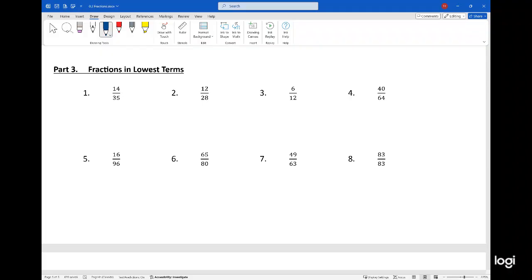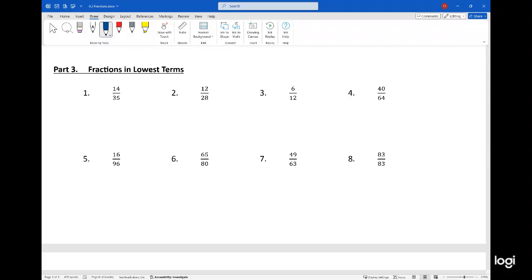Now, often students will ask me in other parts of the course, should I put my fractions in lowest terms? And the answer is yes, always yes. It's always proper to put your answer in lowest terms. It's like asking your English teacher, for this essay, do you want me to spell correctly? The answer will always be yes.